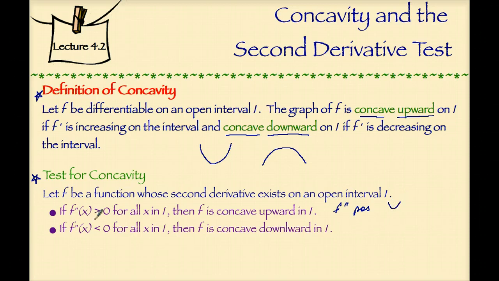If f double prime of x is less than 0, the second derivative is negative for all x in I, then f is concave downward in I. So if f double prime is negative on a section of the graph, you will have a downward facing portion of the graph.